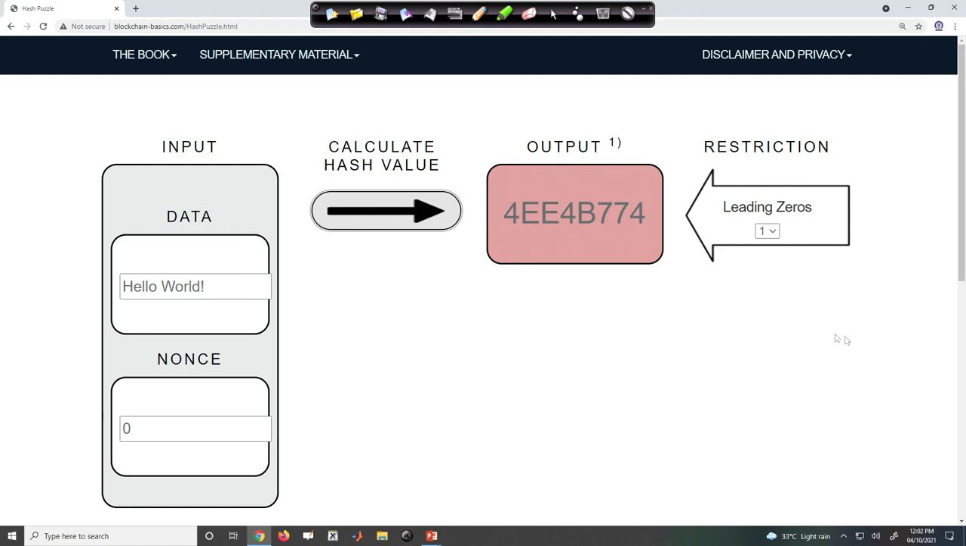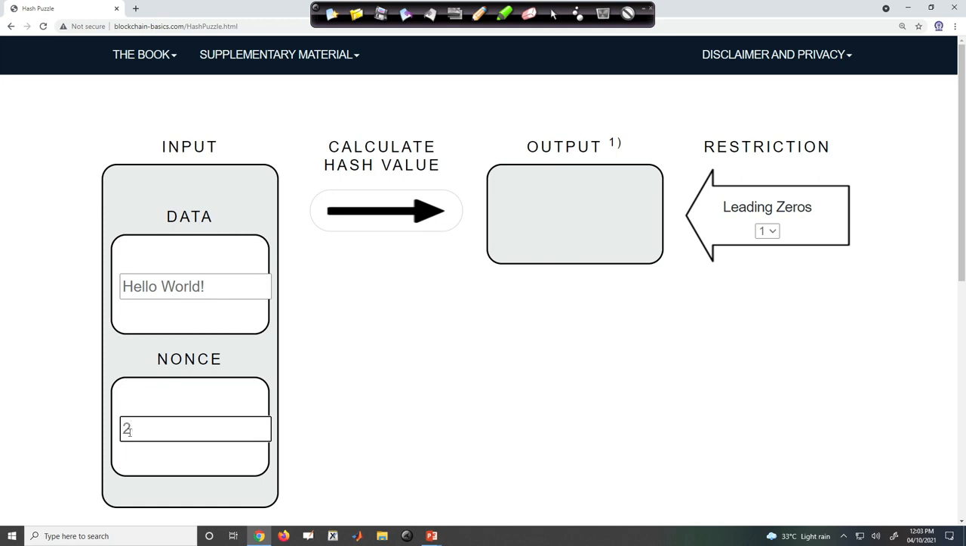But on the right hand side, we see that there is a restriction that we are putting, the number of leading zeros, that means the number of hexadecimal digits from the left that will be taking value 0. So, how many of that I would like to put as the restriction? Here it is written leading 0 is 1. So, you see that if I put a nonce value of 1 and I say calculate hash value, I get an output. Again there is 3 as a leading hexadecimal digit, and hence it does not satisfy my restriction of number of leading zeros to be 1.